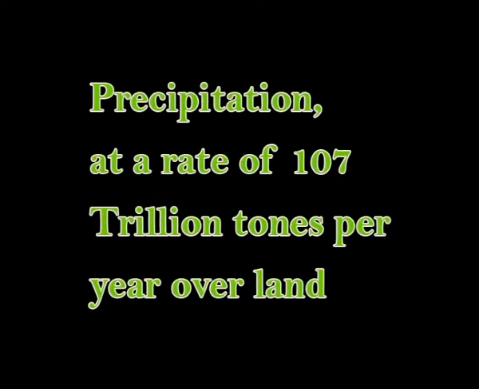Precipitation at the rate of 107 trillion tons per year over land has several forms, most commonly rain, snow and hail, with some contribution from fog and dew. Condensed water in the air may also refract sunlight to produce rainbows.